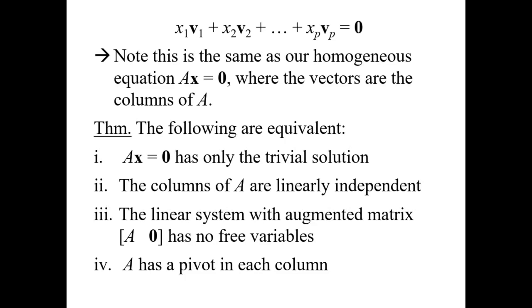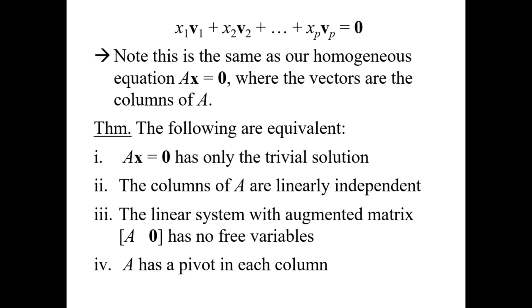Okay, the following statements are equivalent. We have another one of these. First off, Ax equals 0 has only the trivial solution. Number two, the columns of A are linearly independent. That matches the first half of this lesson with the second half. The idea that Ax equals 0 has only the trivial solution means that the weights, the variables, all have to be zeros.